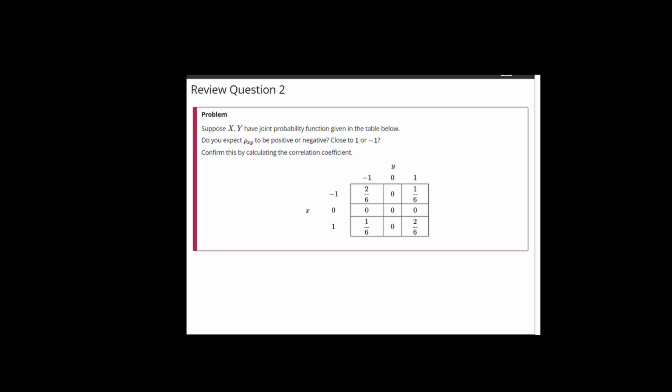Review question 2. Suppose x and y have joint probability function given in this table. Do you expect the correlation coefficient rho xy to be positive or negative? Do you think it's close to 1 or -1? Let's calculate the correlation coefficient to confirm our suspicions.